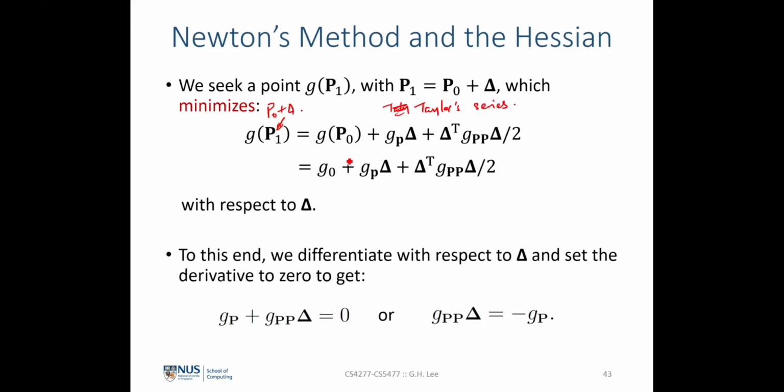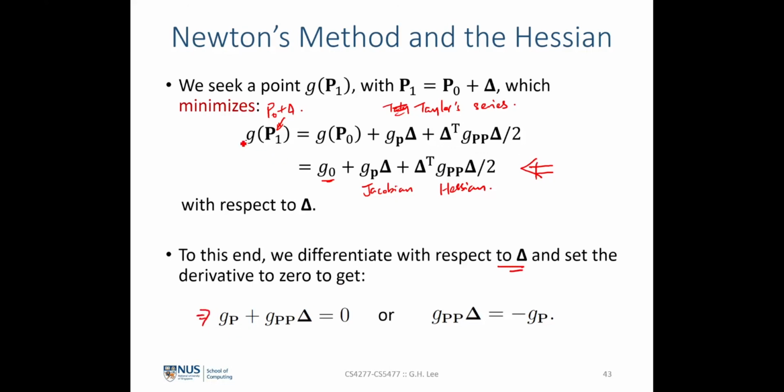expansion, which will give us this particular equation over here, where G0 is evaluated on P0, and GP is the first order derivative, which is also the Jacobian of G, and GPP is the second order derivative of G, and that's also the Hessian matrix of G. And we'll seek the minimization of this particular function with respect to delta. So in order to achieve this, we differentiate this Taylor series expansion with respect to delta and set it to 0 to get this function over here.